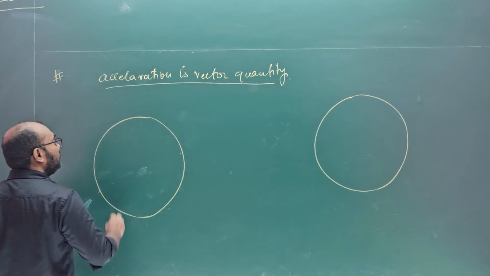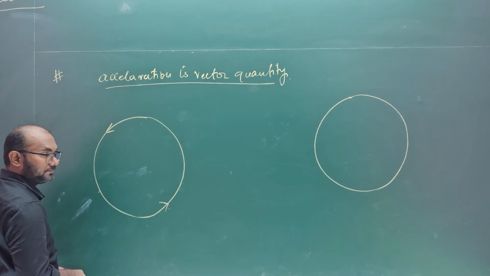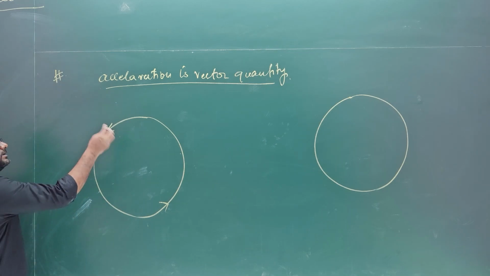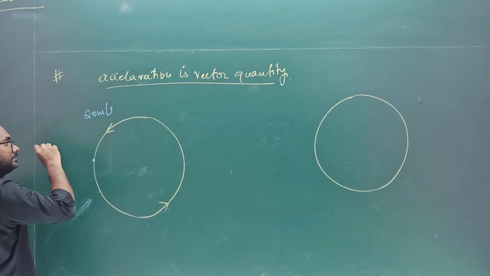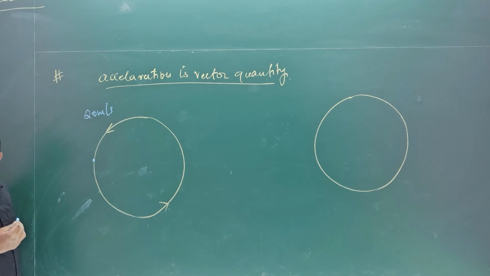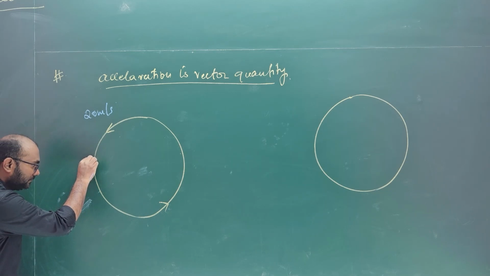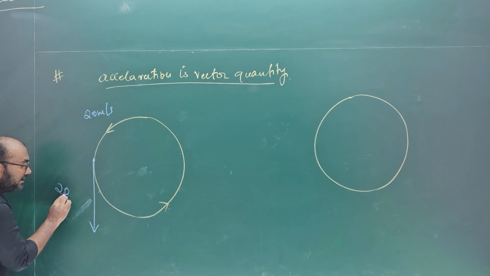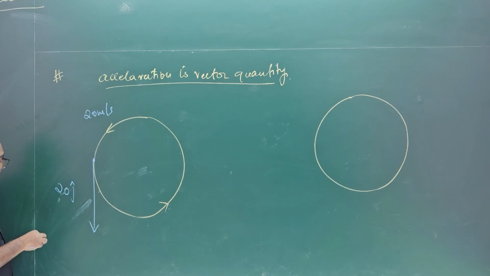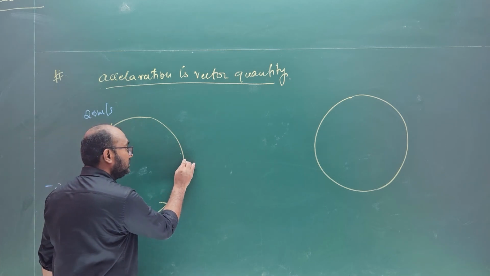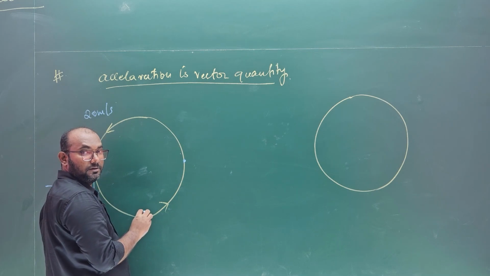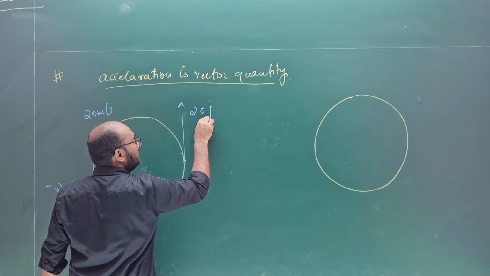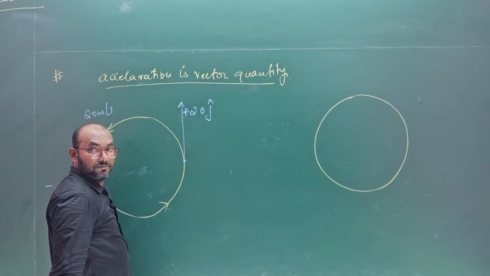Okay, now consider the body is moving in this direction. At this point, where is the direction of velocity? Consider this is moving with 20 meters per second. Where is the direction of velocity at this point? Downward. Okay, how to write this one? 20 j cap. Can I say negative? Okay. At this point, where is the direction of velocity? Upward. 20 j cap. Can I say this one is positive?